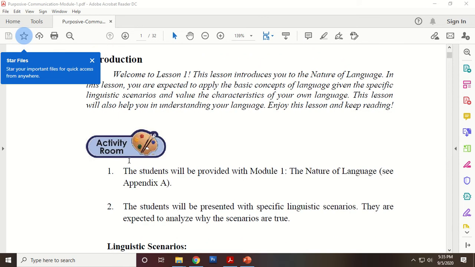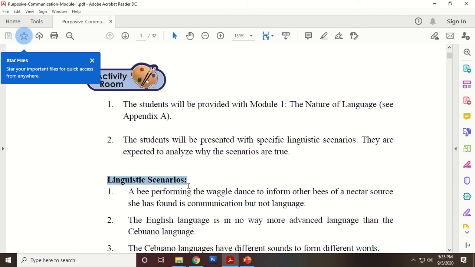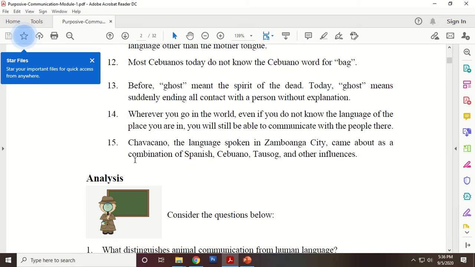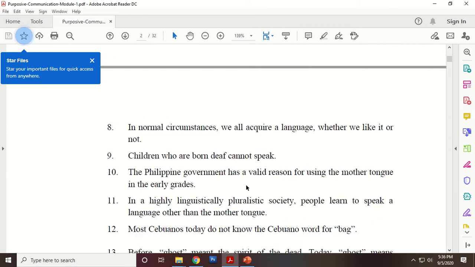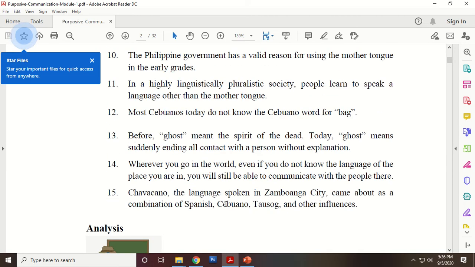In this part of the activity room, you're not going to answer this. We have here the linguistic scenarios, and you're also not going to answer this. All you have to do is read it and analyze it. We have a lot of scenarios here, I think there are 15. You're just going to read all of them. They're very short, just one sentence per number.